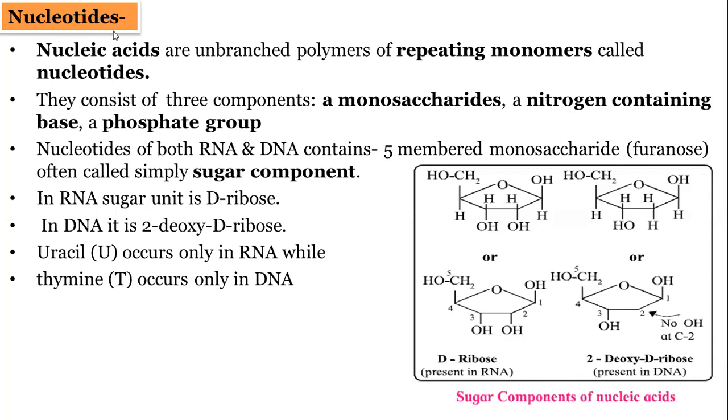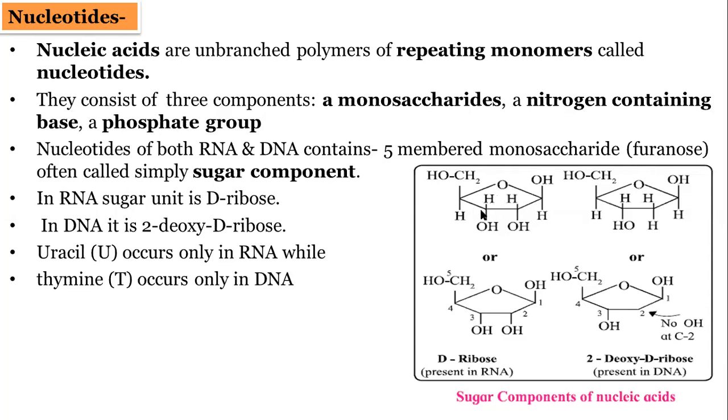Or write a note on nucleotides also. So nucleotides consist of three components. One is a monosaccharide, then a nitrogen containing base, and a phosphate group. Both the nucleotides, RNA and DNA, contain a 5-membered monosaccharide. It is furanose. Often it is called the sugar component.